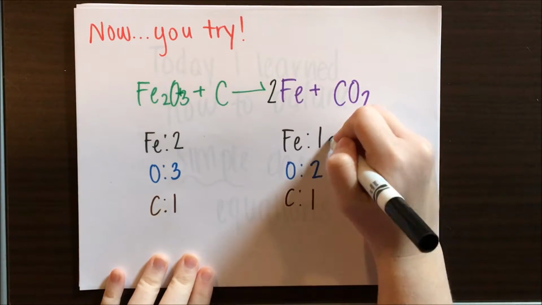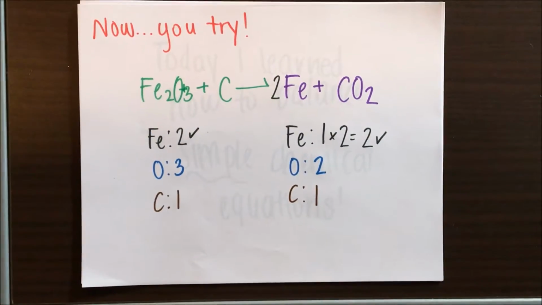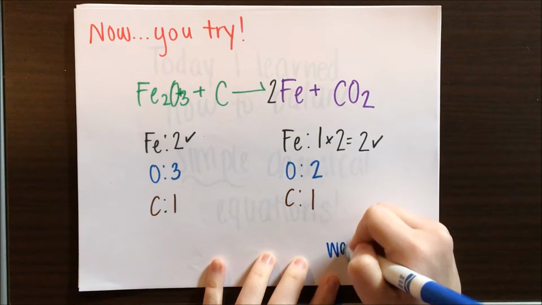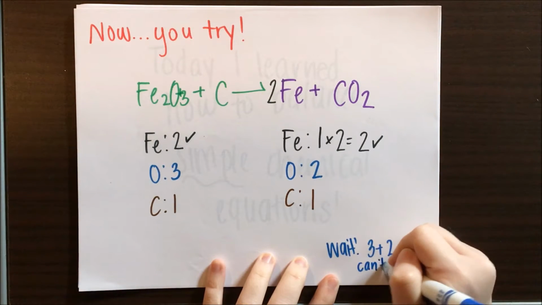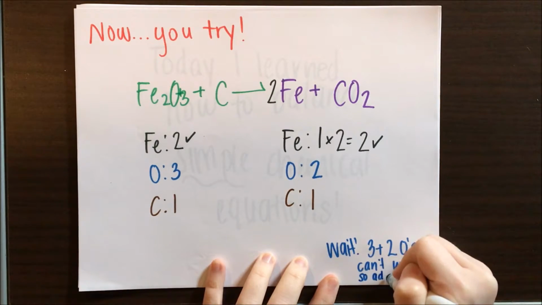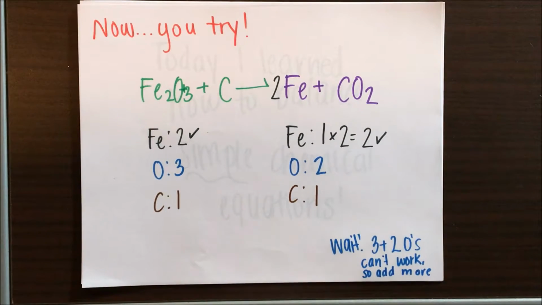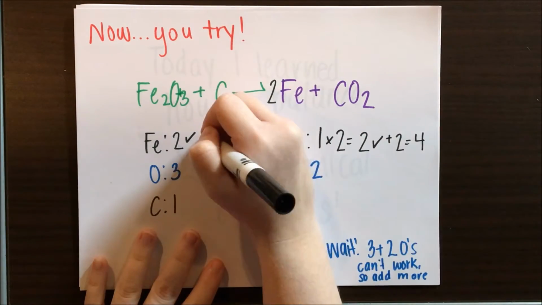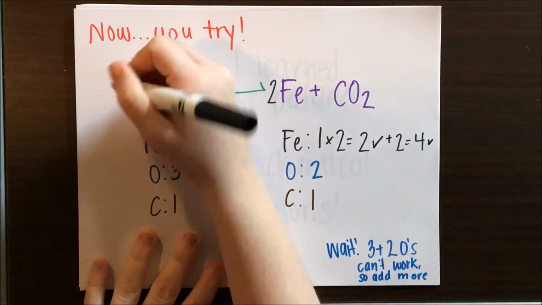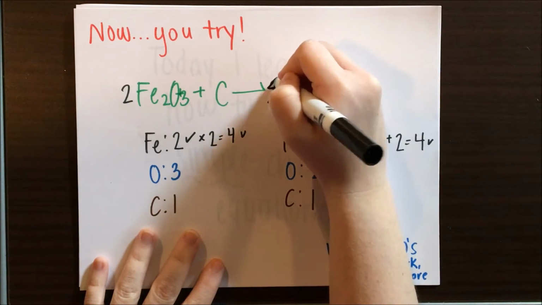So we multiply it by 2 to give us 2 irons on both sides. And then we look at our oxygen, we have 3 and 2, and we know that you have to multiply them by something to give us the same number. So our 3 and 2 doesn't work, so we're going to actually add more iron so our oxygens can balance out. So we're going to multiply our iron on the left by 2, and we're going to add 2 on the right, so we get 4 iron on both sides. And then we're going to change that 2 to a 4.